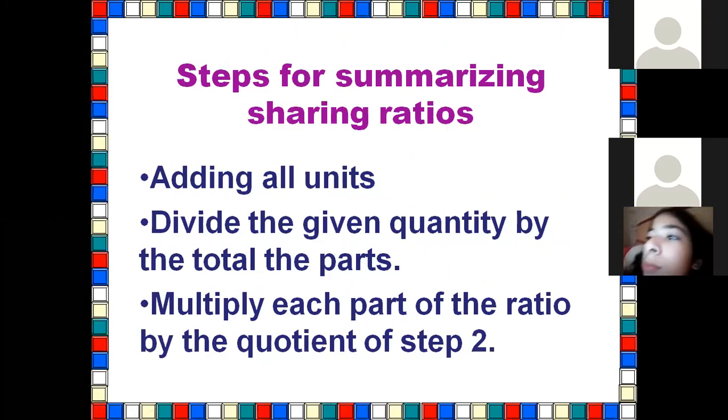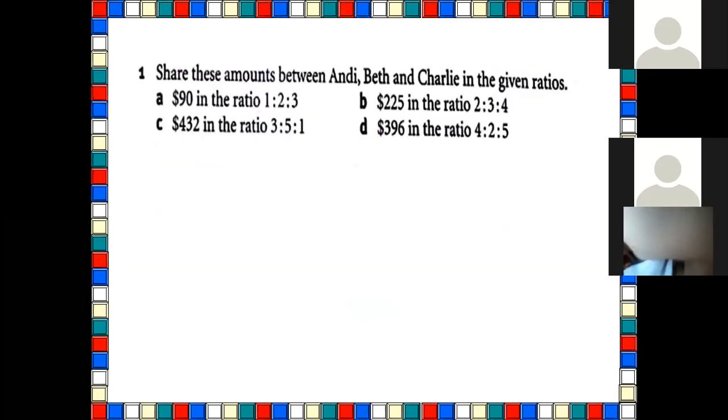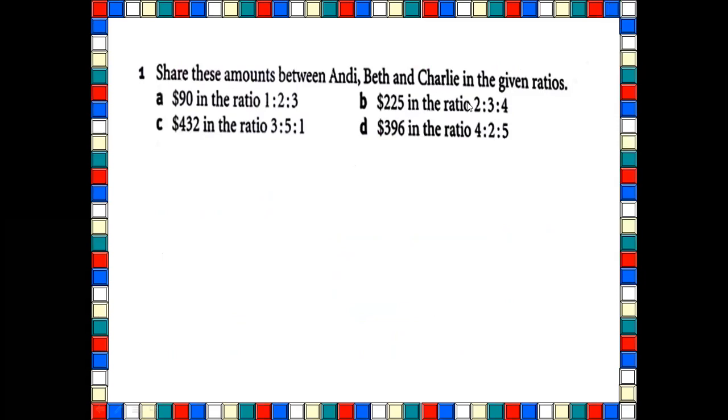Now I'm going to let you start answering here. Okay, we're going to start now sharing ratios. We need to share these amounts between 3 people, Andy, Beth, and Charlie, in the given ratio. Yes, Nada, let's start with you. Nada, we are going to do part B.